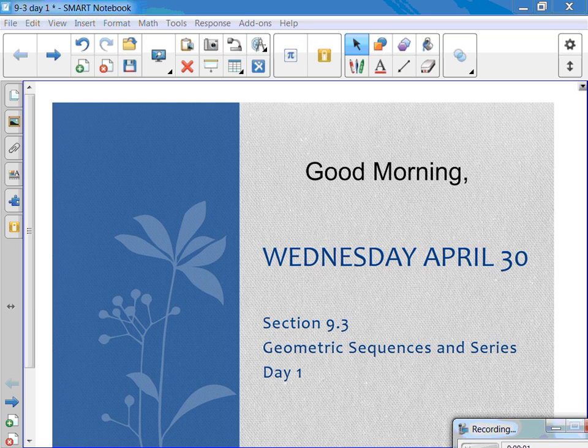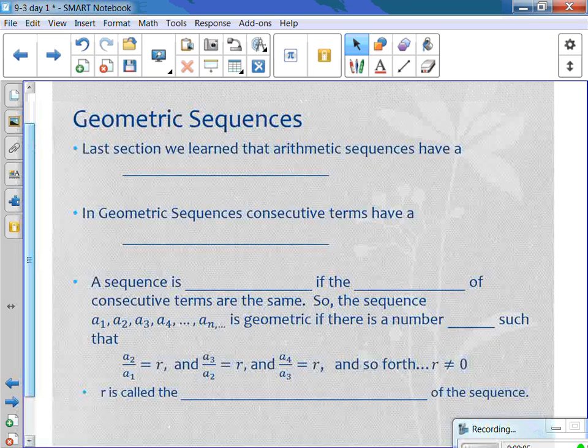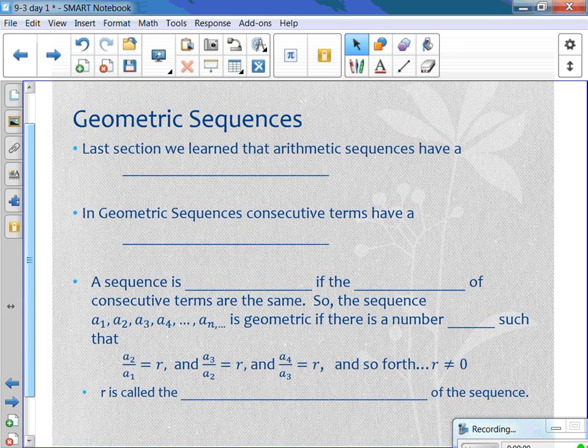So again, today, going over our geometric series. Before we talked about our arithmetic sequences, and we learned that they have a common what? Our arithmetic sequences, absolutely, had that common difference. And the difference between a geometric series, or excuse me, geometric sequence, we don't have a common difference, but we actually have a common ratio.